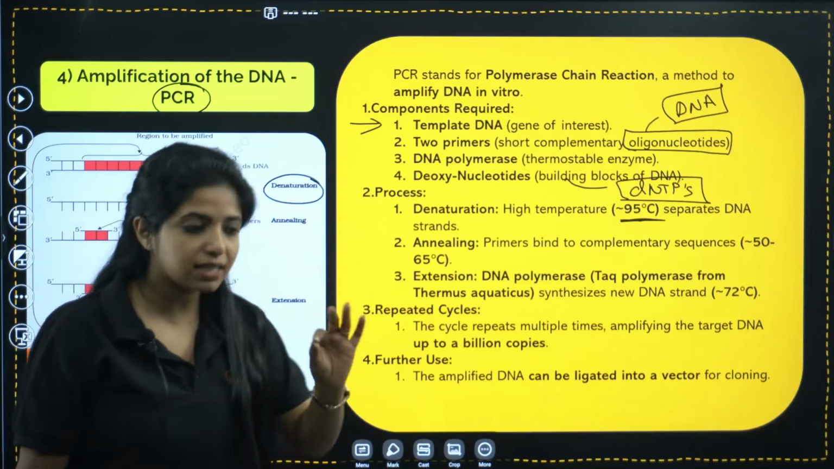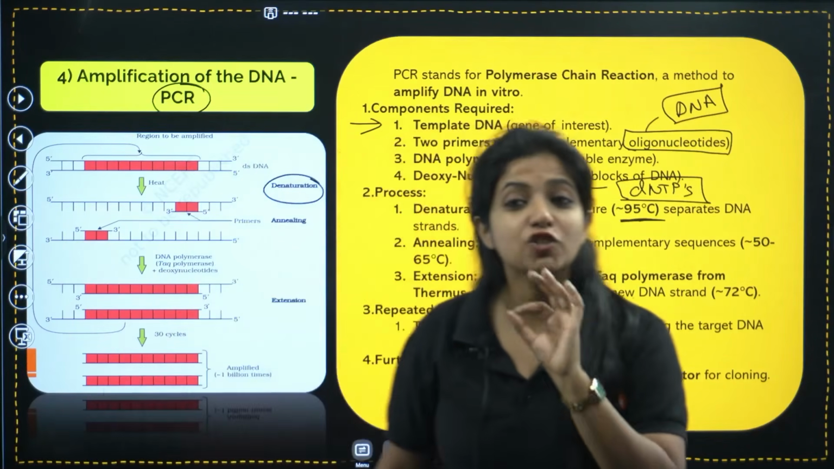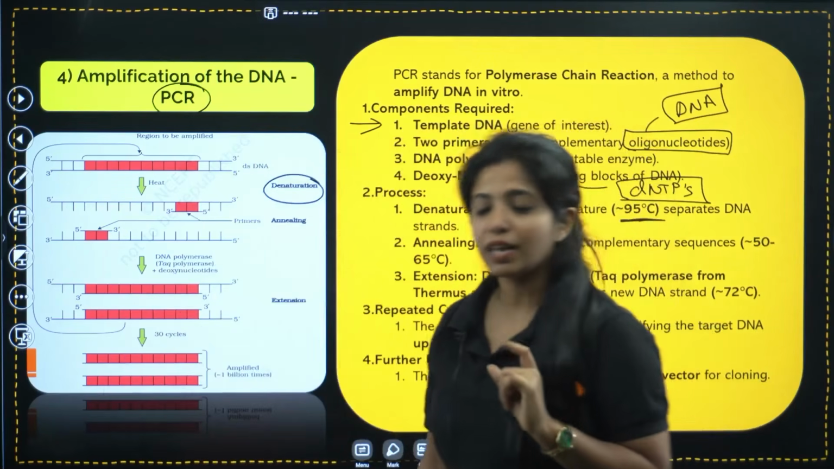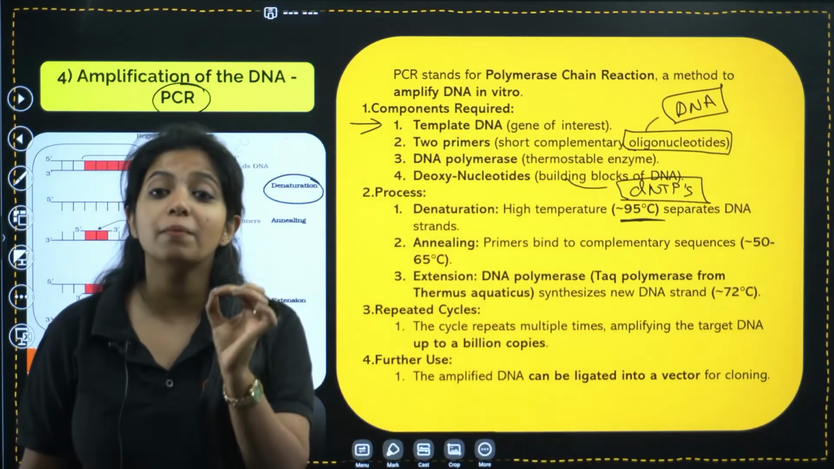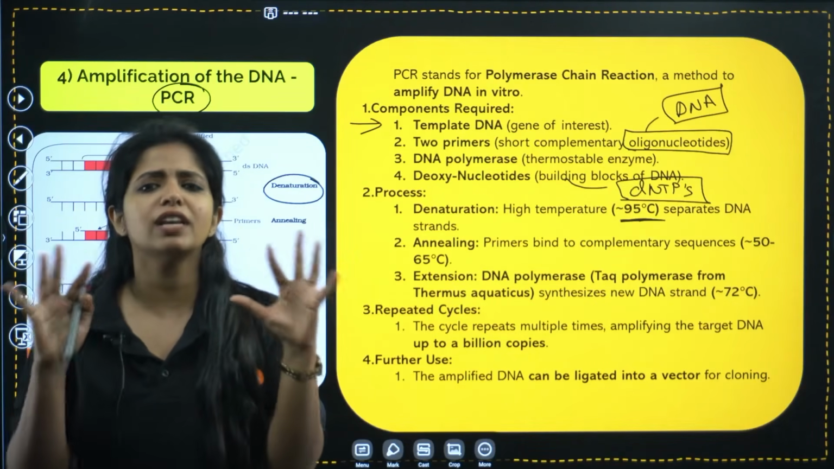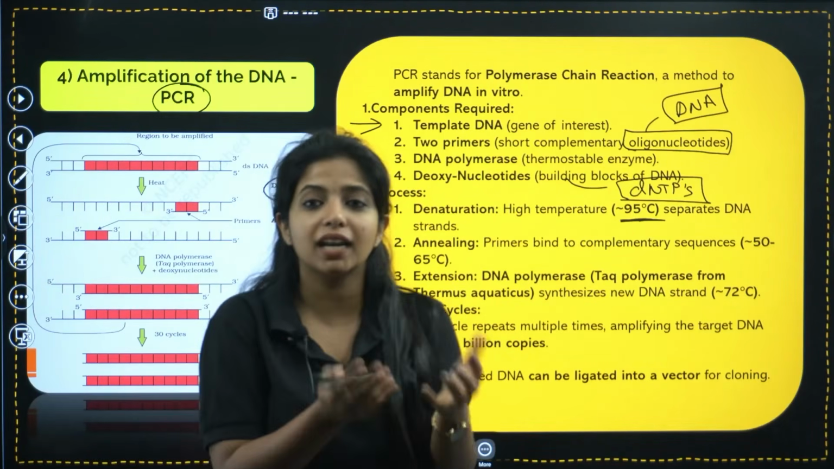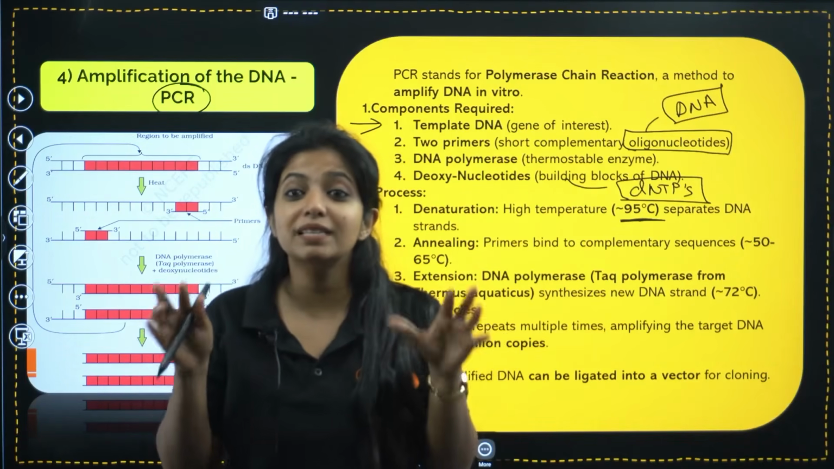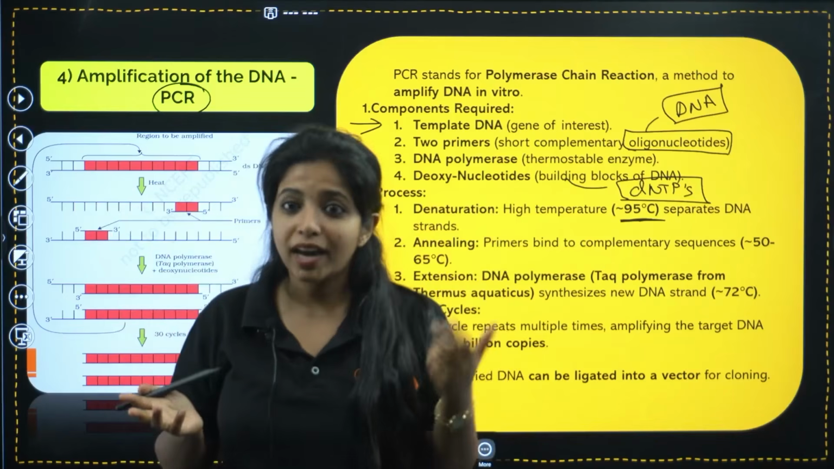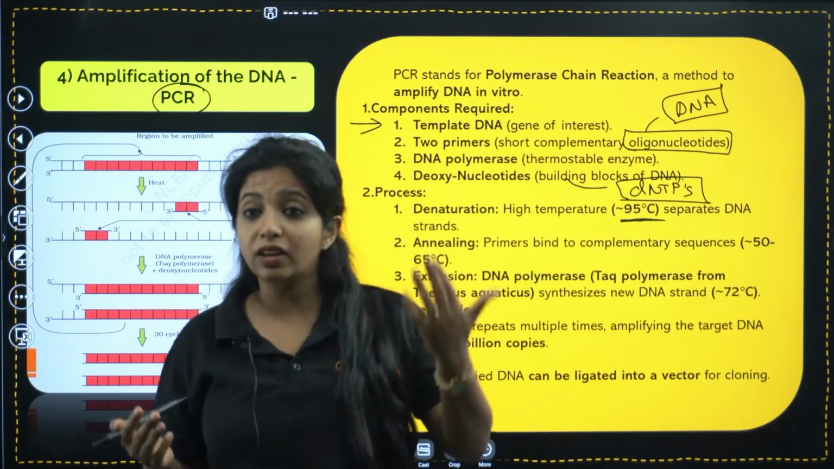Okay, and when I say that you require DNA polymerase, it's not a normal DNA polymerase. This DNA polymerase is extracted from a bacteria which stays at very high temperature, because only those bacteria will be having an enzyme that can be thermostable. Thermostable means stable at higher temperature also, and you need that over here. All of this is happening at a very high temperature, right?